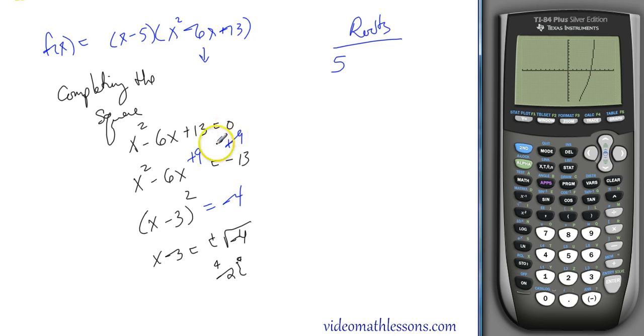Sorry about the pen. And finally, just move the negative 3 over. So I got one root here at 5, and then when I move this over, my other roots will be at 3 plus minus 2i. These are the roots to this polynomial. 1 real, 2 imaginary.